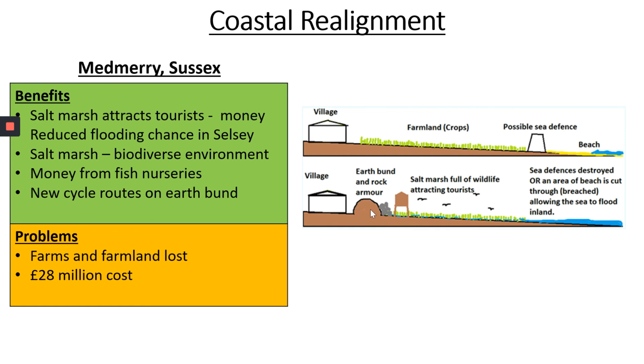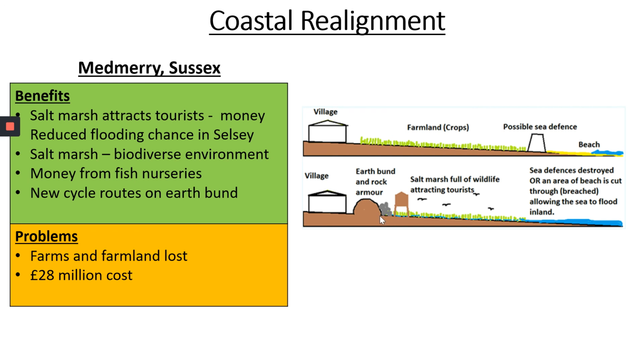Okay. Now, coastal realignment is really good. It's very effective. It improves the environment because a salt marsh is better environmentally than farmland. It attracts lots of tourists, so you can make lots of money from it, arguably more than you would from the farmland. The main problem with it really is it is a very expensive technique.